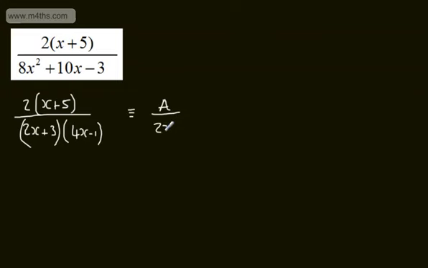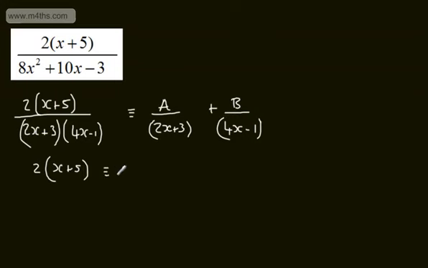A over 2x plus 3, and then we'd have plus now b over 4x minus 1. Now at this stage you might think, well, I'll put it the other way around. It doesn't matter. You might have a over 4x minus 1 and b over 2x plus 3. It really doesn't matter at this stage. We're setting up an identity. We're solving now for a and b. So multiplying through, we've got 2 the quantity x plus 5, and then we're going to have now in our identity a, then the 2x plus 3s will drop off, 4x minus 1, plus b, the 4x minus 1 will drop off to give us 2x plus 3.